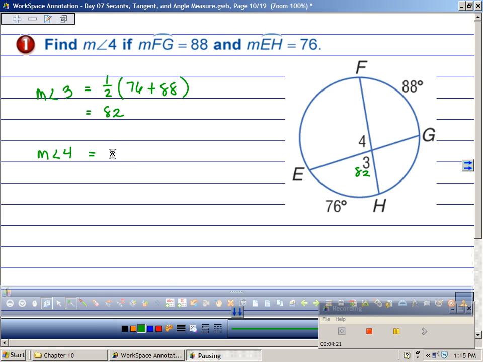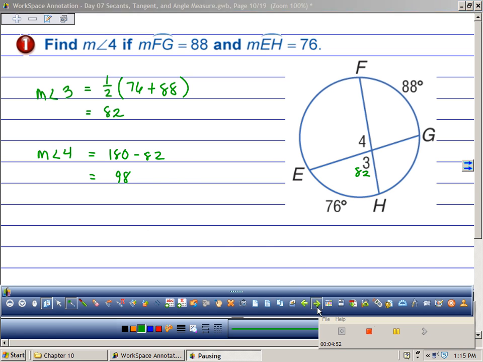Subtract it from what? 180. You've got a 180-degree angle here, right? These two angles are supplementary. So 180 minus 82 is how much? Why did I say 198? Questions? Pretty straightforward, right? Okay, let's move on.